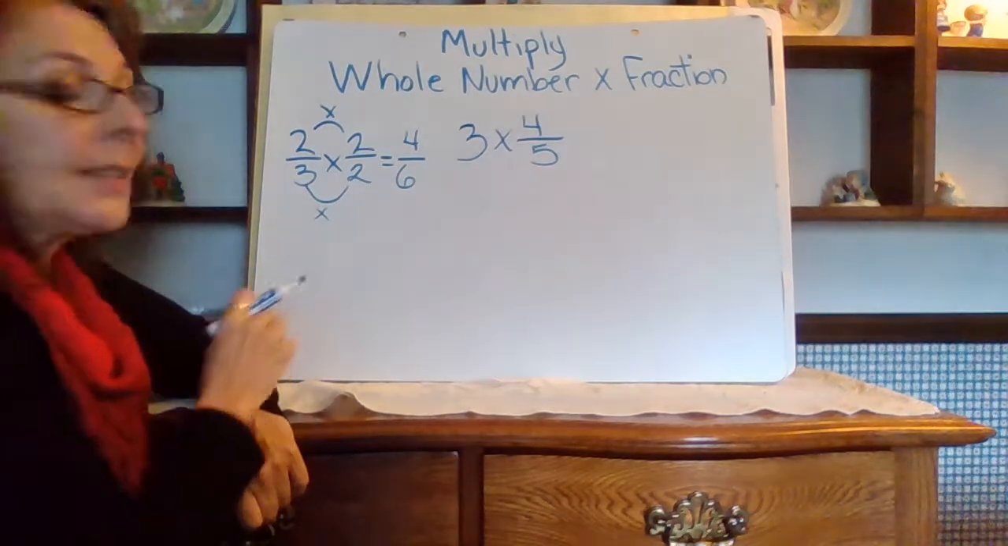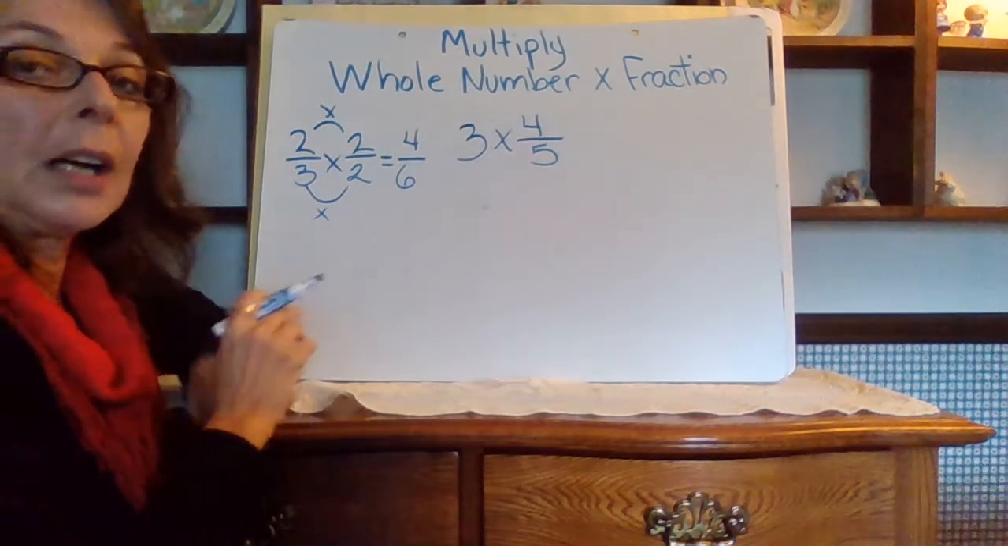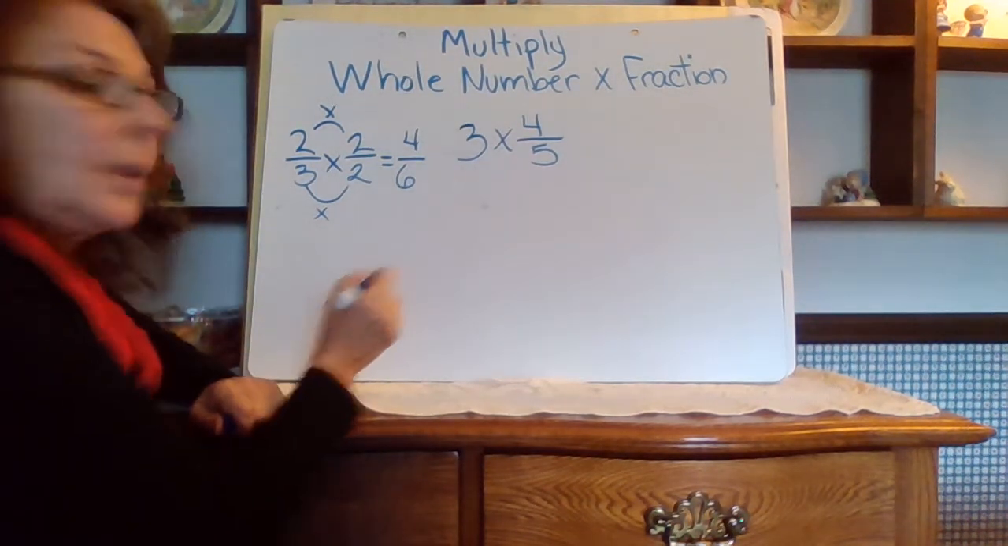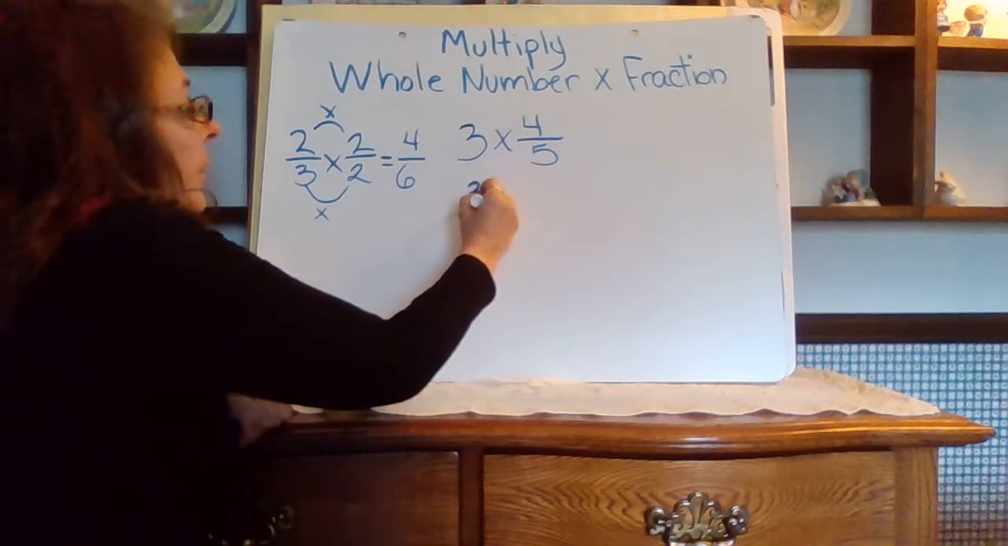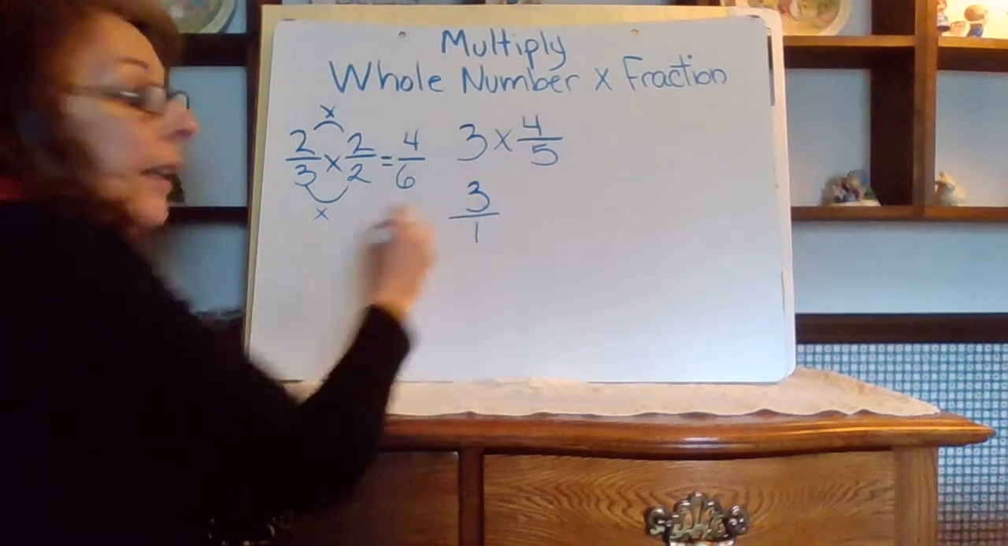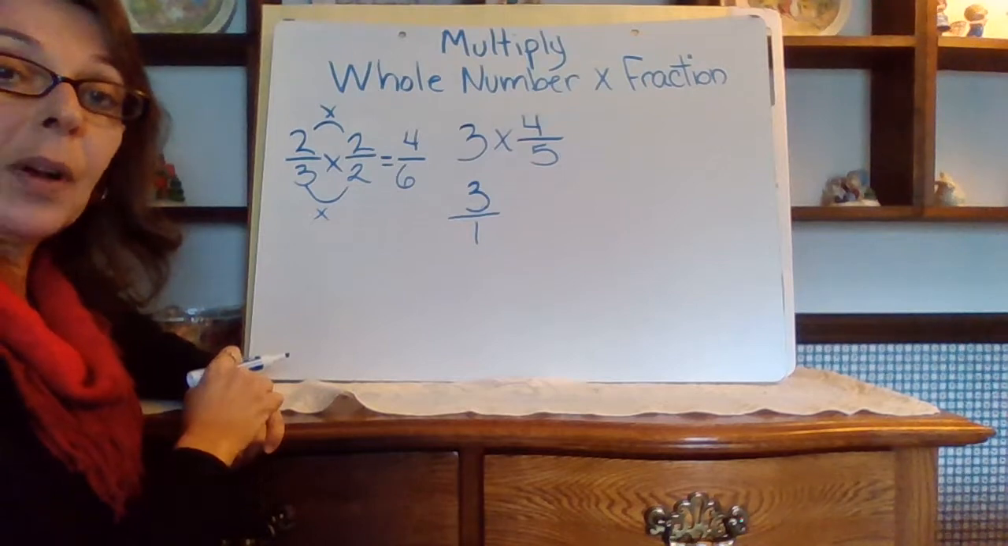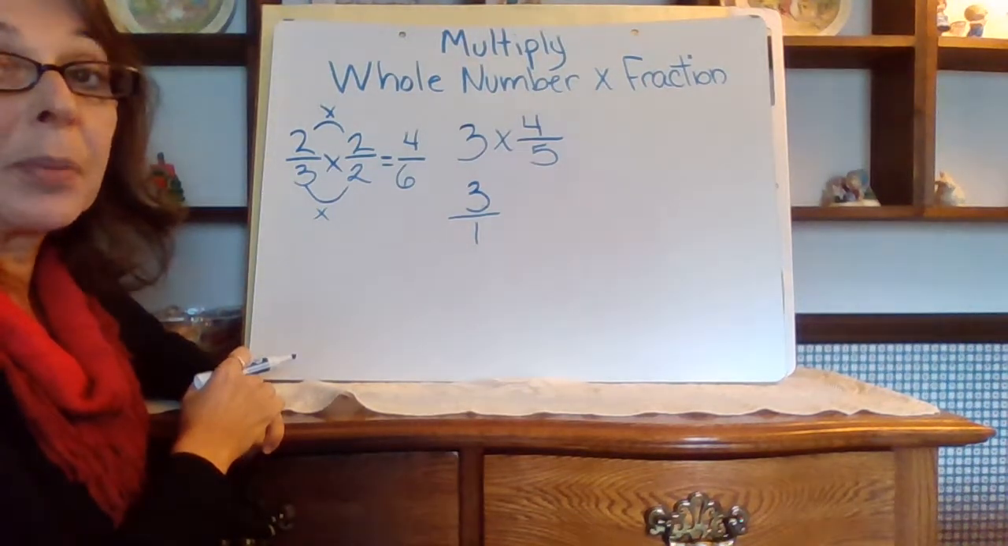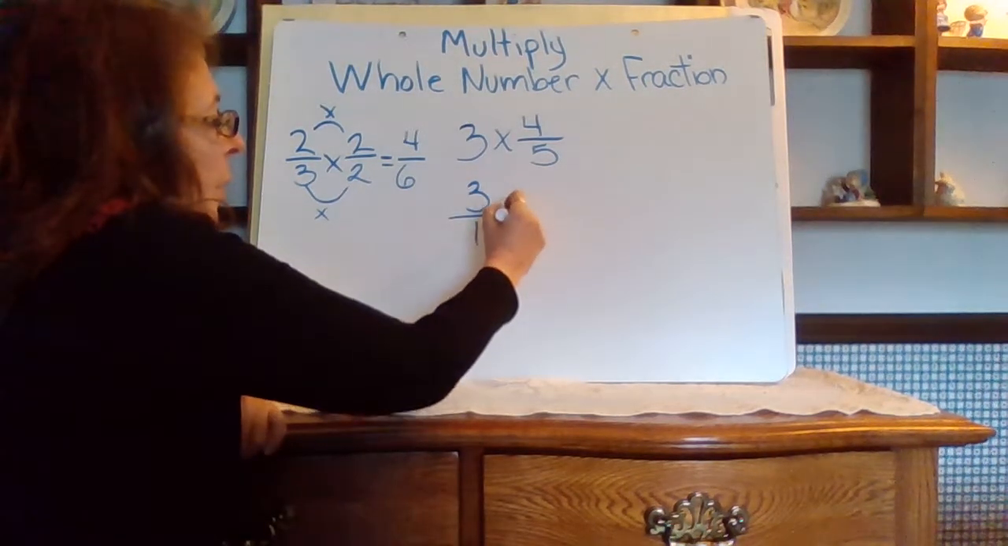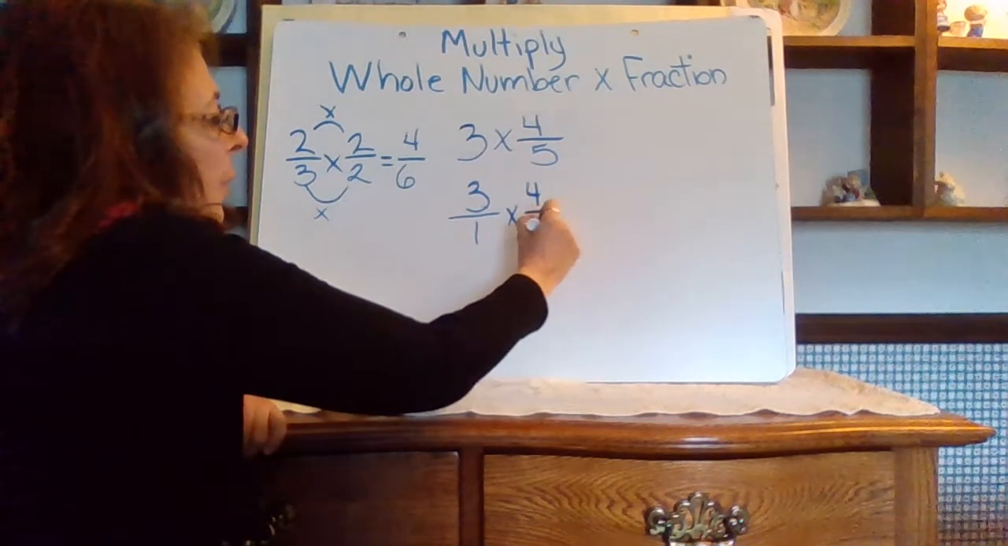Well, the next prior knowledge that I want to draw on is another way to write the number 3. Can I write the number 3 as 3/1? And now I've put it in the form of an improper fraction. So we're going to write 3 as 3/1.